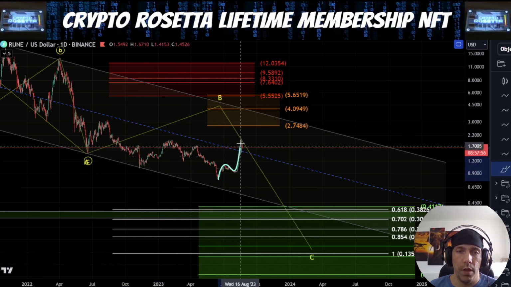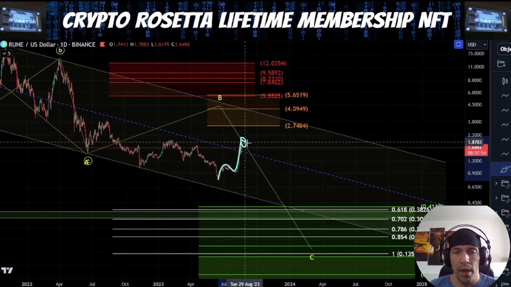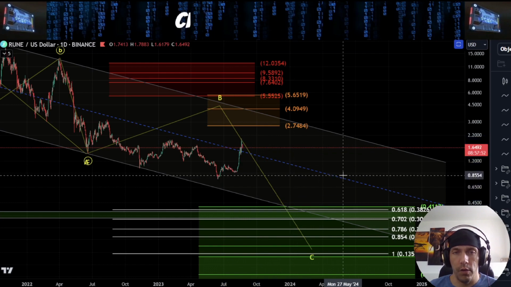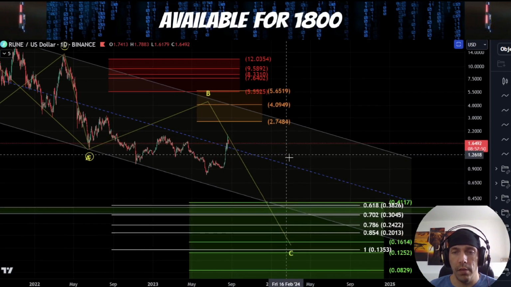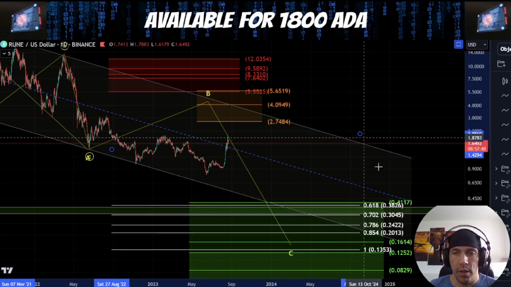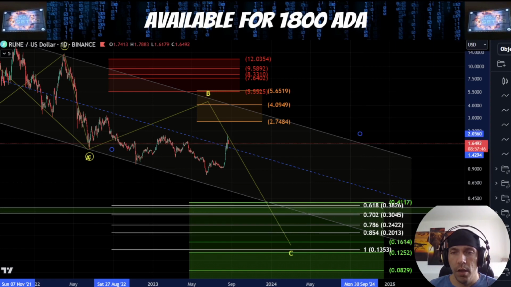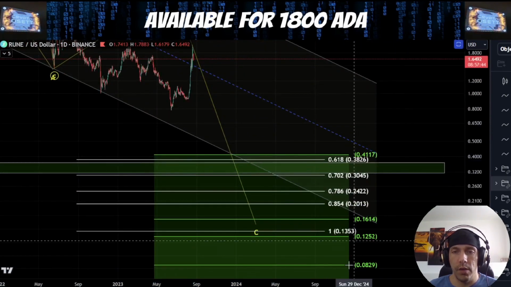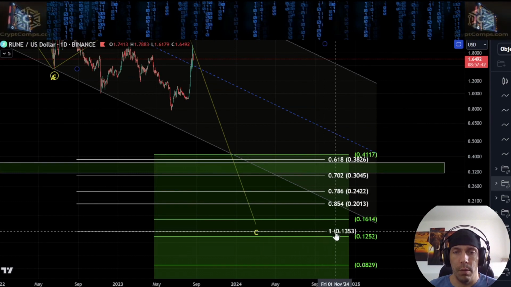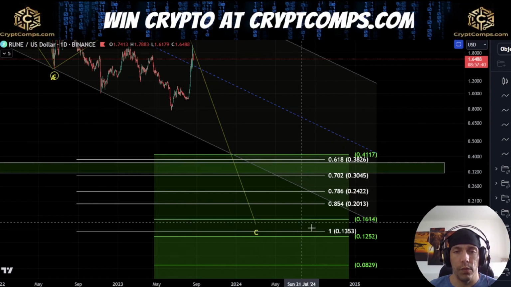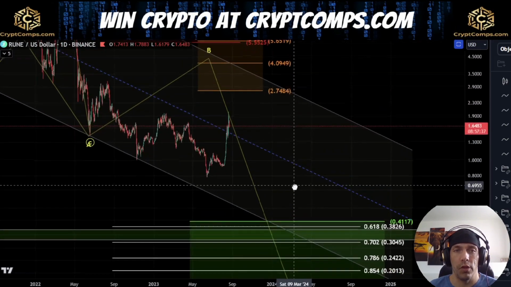So this could just be a 3-wave move for a Y wave, and then we'd be looking for this continuation down from this point. If this is the case, effectively what our target would be then as a minimum would be this zone of this 3826, and then our 1-to-1 would actually be much lower down here towards this 1353. So we have to be careful of this more bearish idea here.